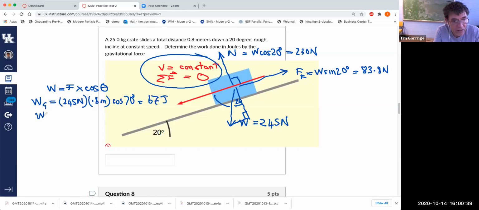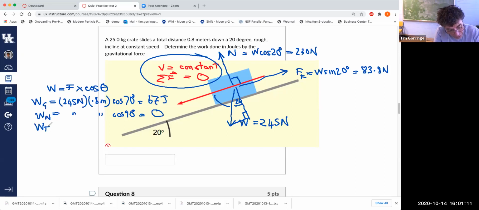Next one is the normal force. The work done by the normal force is, again, the same equation. We put in the force strength and the displacement. They're not zero, but you're going to get cosine of 90 degrees, the angle between the normal force and the motion. And cosine of 90 degrees is zero. So the work done by the normal force is zero.